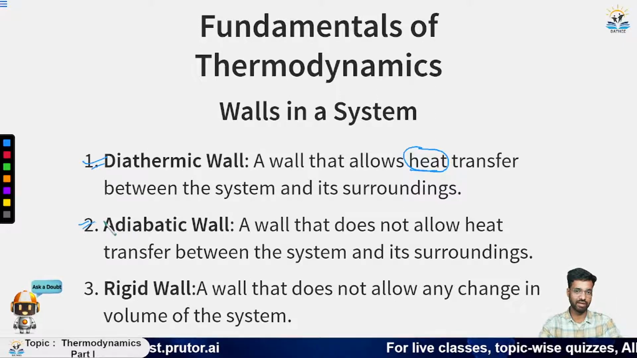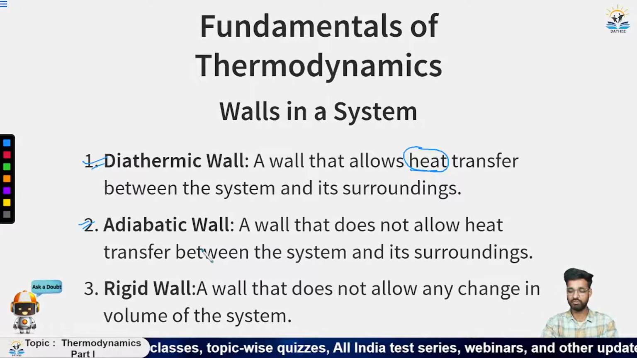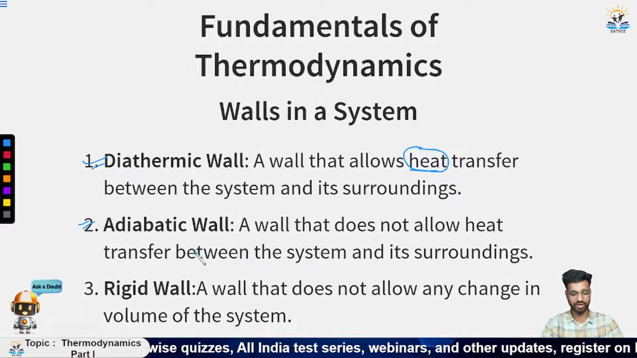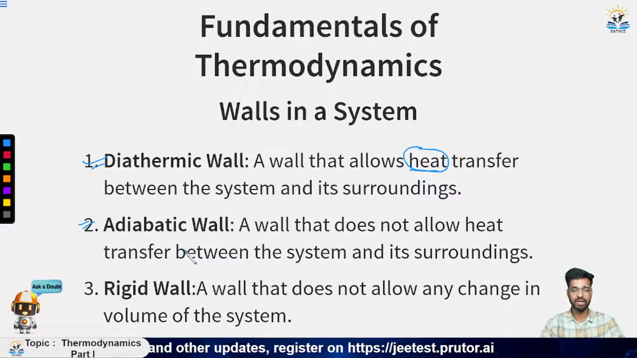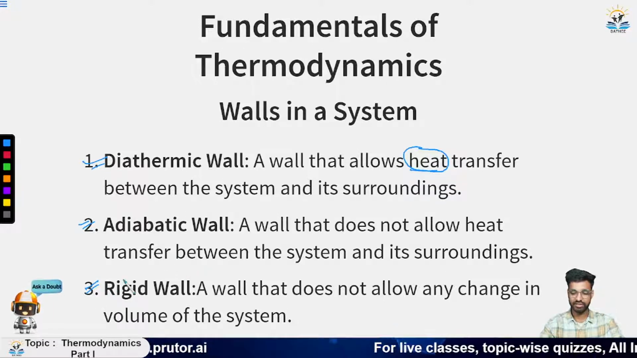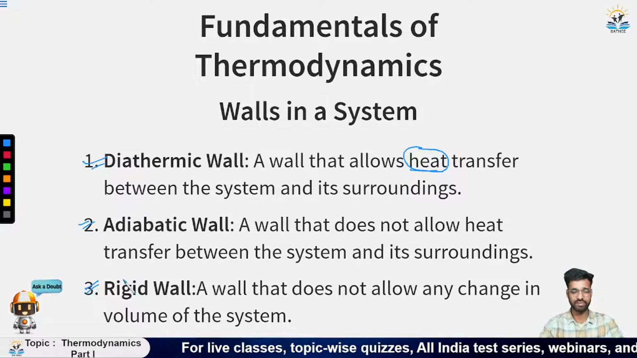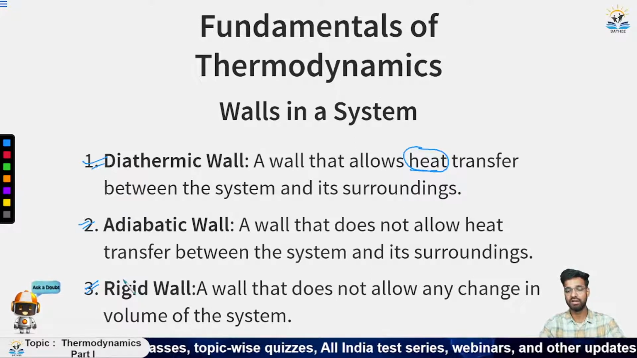Then we have the adiabatic wall. An adiabatic wall does not allow the transfer of heat. A very simple example is thermosteel. You cannot say it is an ideal adiabatic wall, but to a large extent it is able to isolate the system and does not allow the transfer of heat. Then we have the rigid wall. In a rigid wall, the volume of the system is kept fixed. Suppose you have a piston, then in a rigid wall, that piston cannot move, so it is not functional.